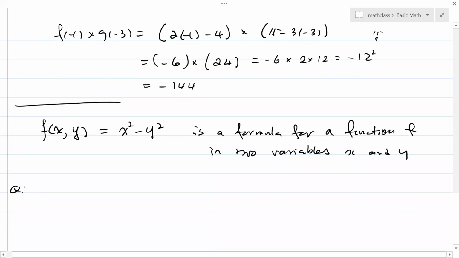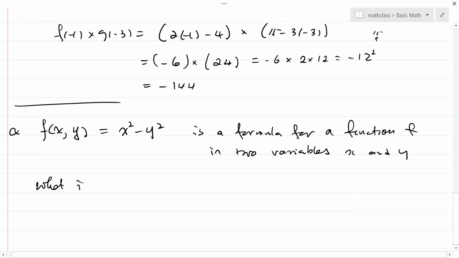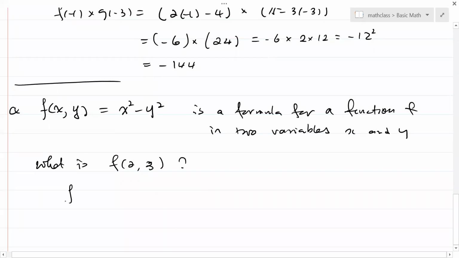So here's a question. Given a function of two variables, you can do the same thing: you can evaluate the function. What is f(2,3)? f(2,3) means in the place of x, you put 2, and in the place of y, 3. Then you get 4 minus 9. That's negative 5. Okay, good. So this is how you calculate.